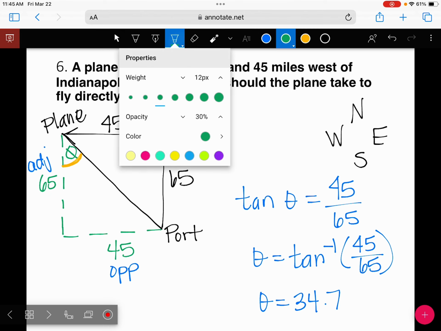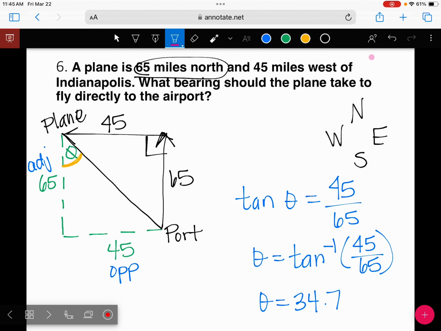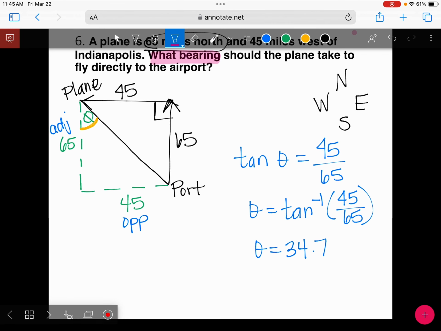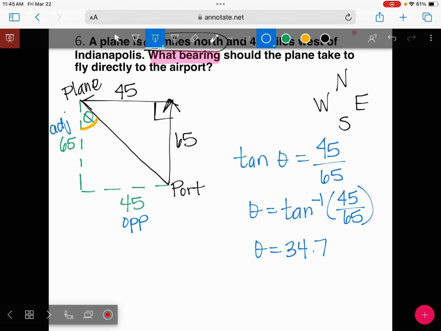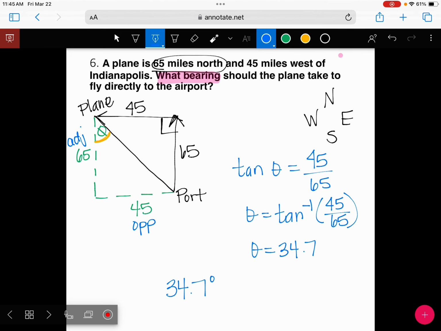All right, so this is what I want to make sure you understand. You see how it says what bearing? So the question we're answering is what is the bearing, right? What do we have to include with our answer? Yeah, we have to include the direction. So if my bearing is 34.7 and I started off traveling northeast, what direction am I going to travel coming back? Southeast. This is your answer that I'm looking for, your bearing.